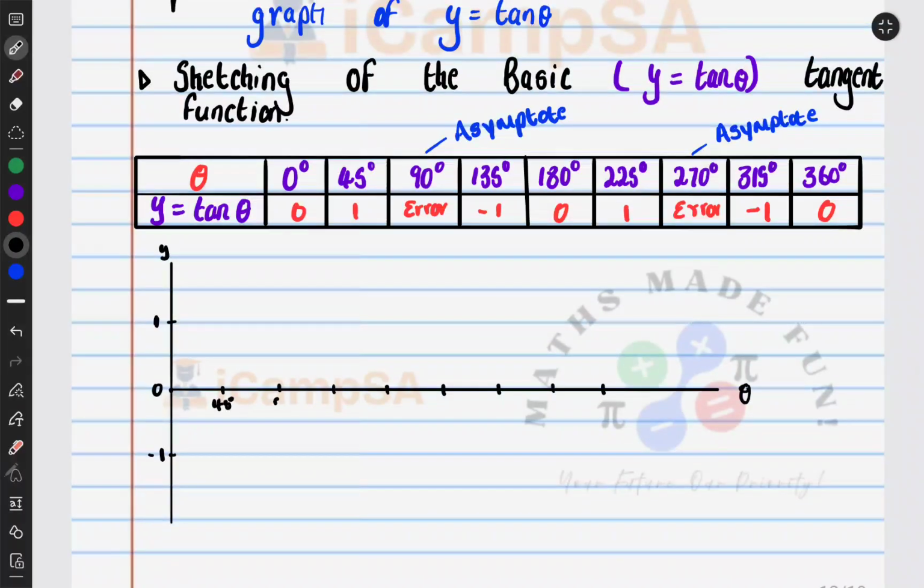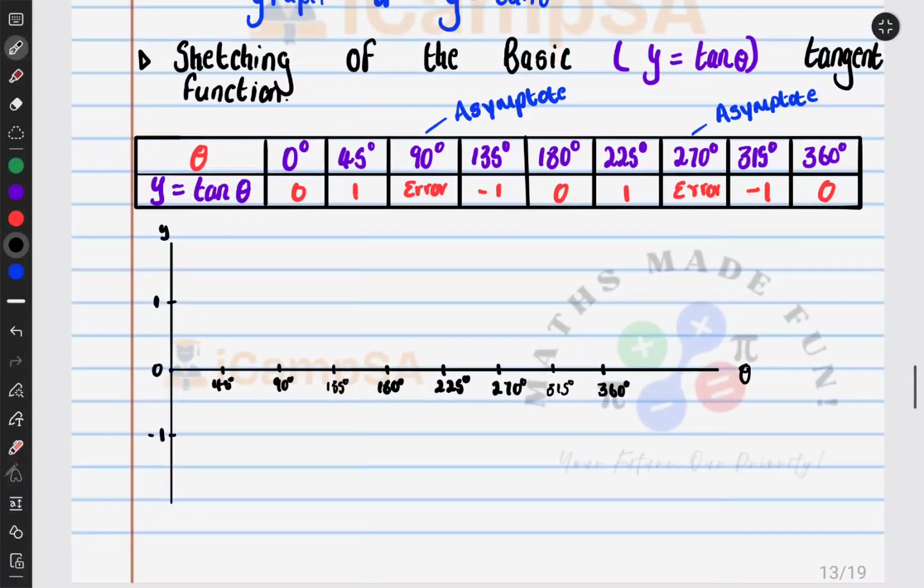It's 45 degrees, 90 degrees, 135, 180 degrees, 225, 270 degrees, 315 degrees, and 360 degrees. Okay, and that is our Cartesian plane.